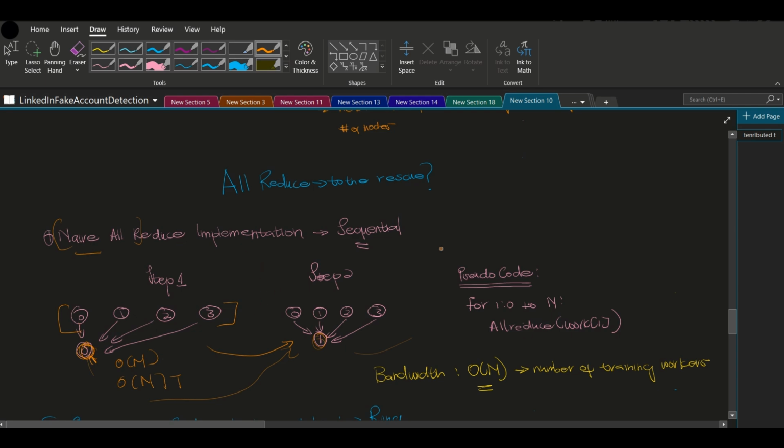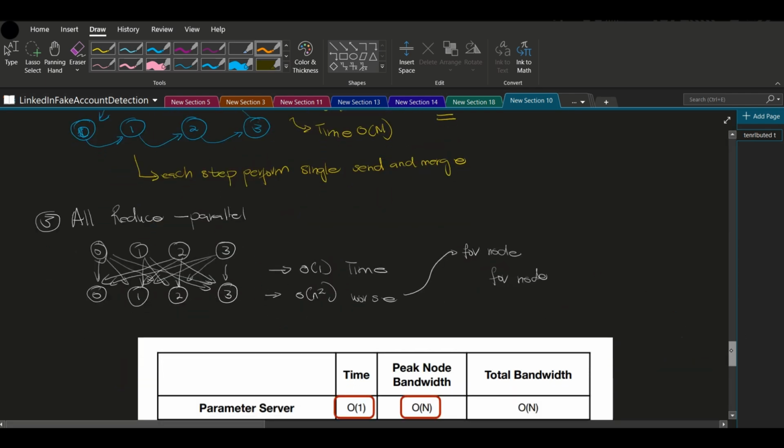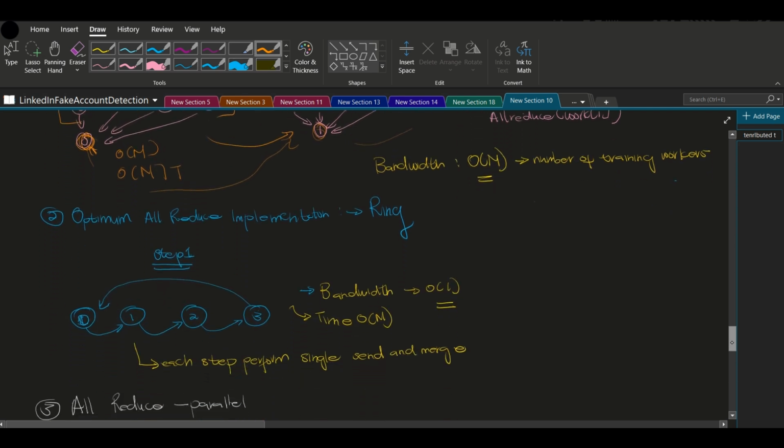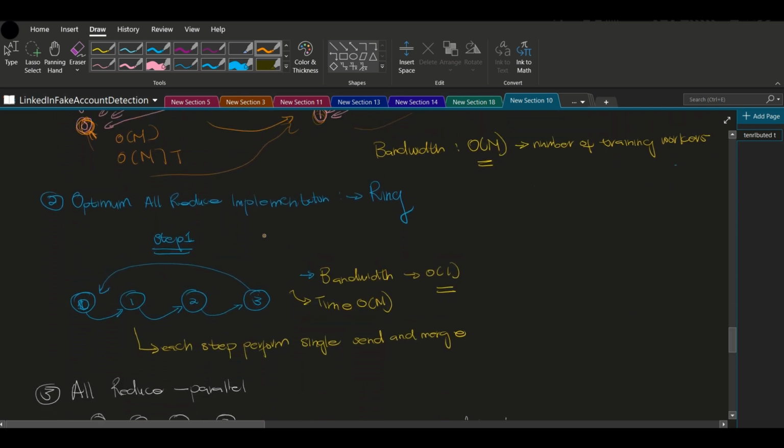This is what we call a sequential all reduce. Now we're going to look at the ring. The ring essentially tries to overcome the bandwidth problem by saying: can we have this node send the gradient to another node? This one computes and sends to another node. This one computes and sends to another node.